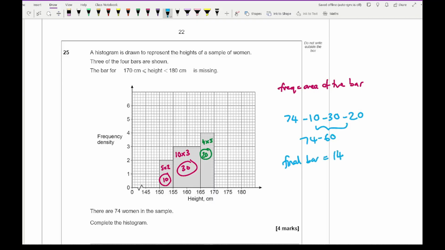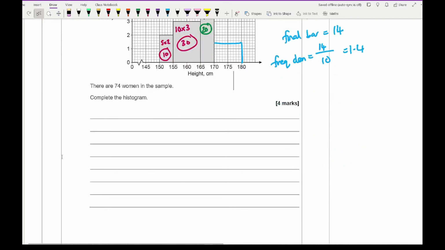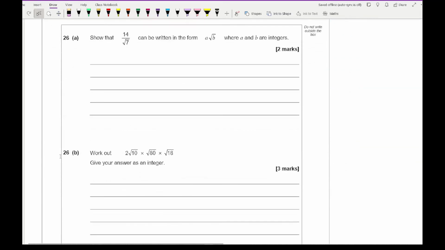Now from this, what we then need to do is work out the frequency density. So frequency density is equal to the frequency, which is 14, over the class width, which is 10, which then gives me an answer of 1.4. So this bar needs to go to 1.4. So that's going to be the second bar, and I should be using a ruler, but that's where the bar needs to be. So it's basically 2 bars up from 1 and then go from 170 to 180, and that's the bar completed.